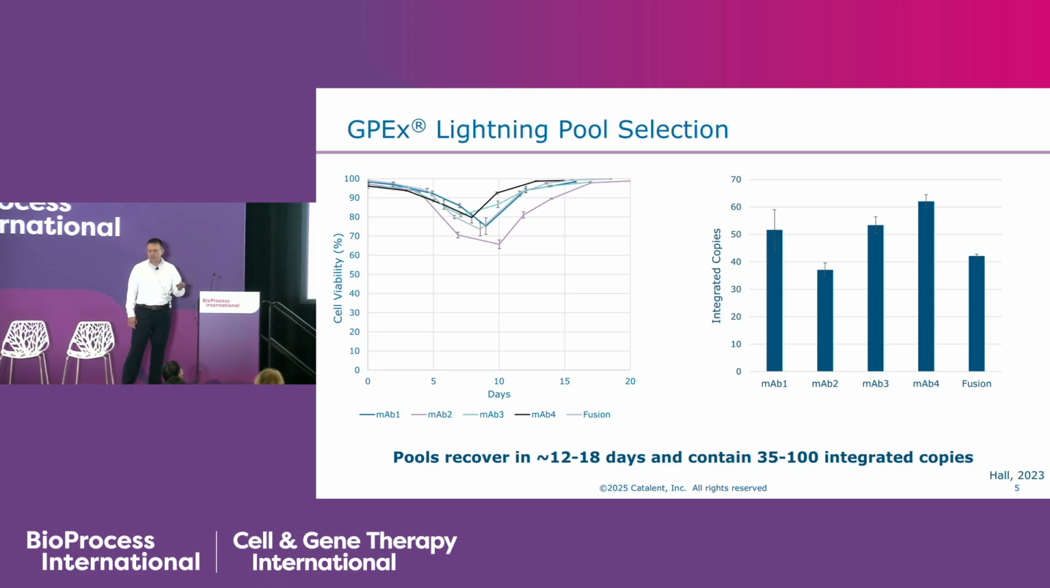After selection's done, the integrated copy number using that amplicon assay I showed in the previous slide is quantified. So pools, typically, this is older data now, this is 30 to 60 or so copies in the pool. We're doing a little better than that now, up to 100 copies in the pool. And these are pretty rich pools in terms of copy number and titer.